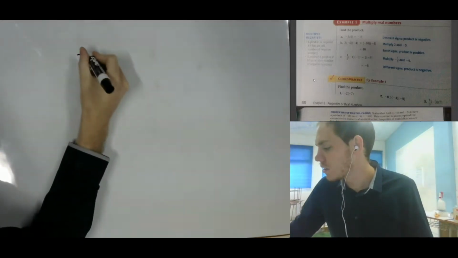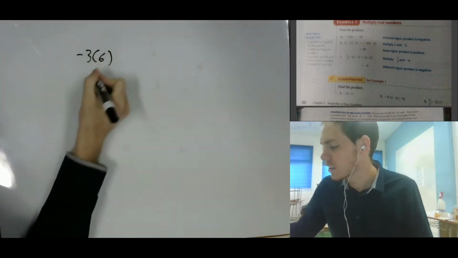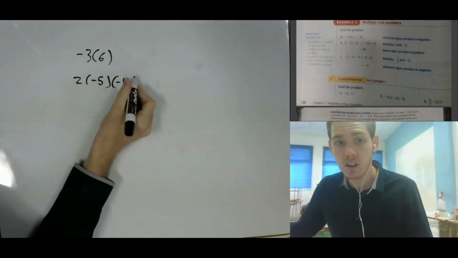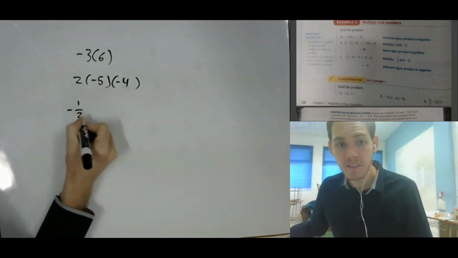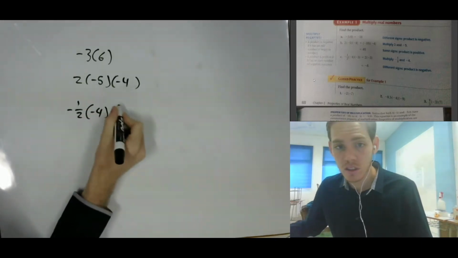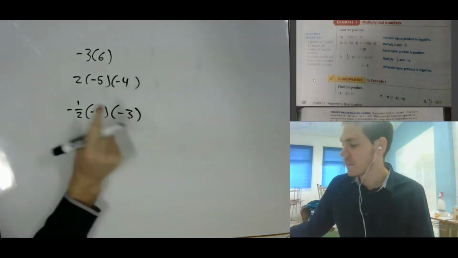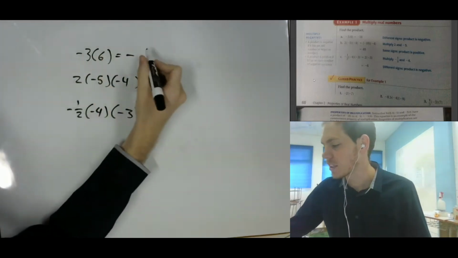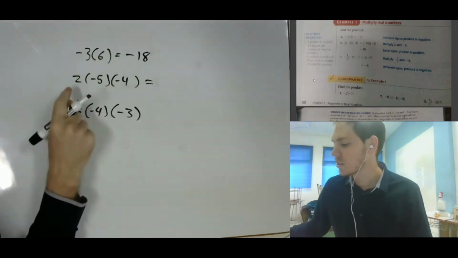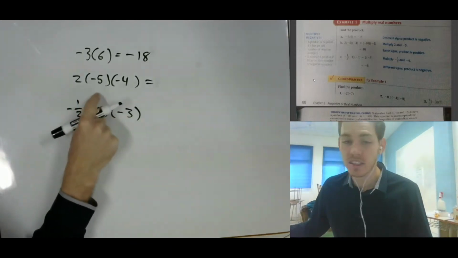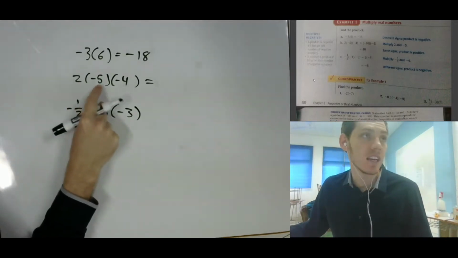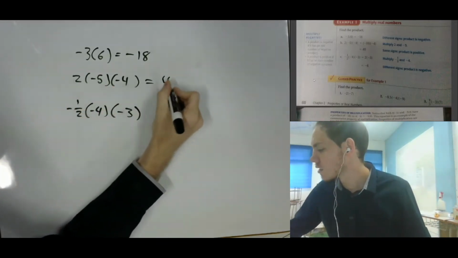So here's a few problems in the book. So if you want to do them: negative 3 times 6, 2 times negative 5 times negative 4, negative 1/2 times negative 4 times negative 3. If you notice, this one has different signs. So this is going to end as a negative, and then 3 times 6 is 18. This one is going to be a positive because there's two of the same sign, and then one positive. So 2 times 5, 10 times 4 is 40. It's going to be 40.